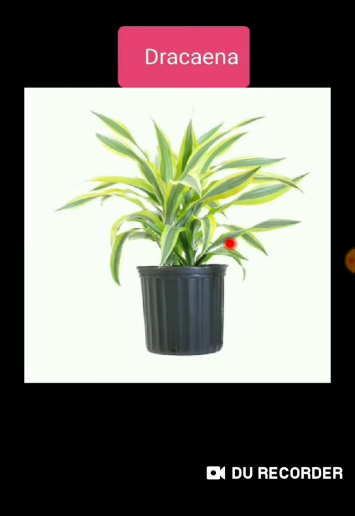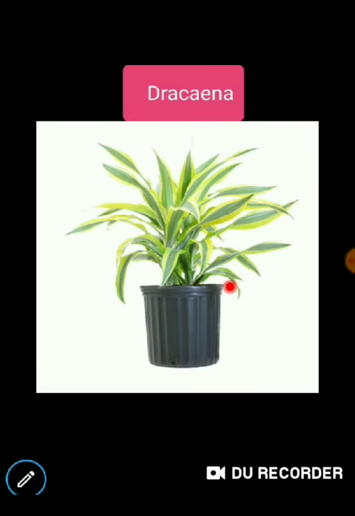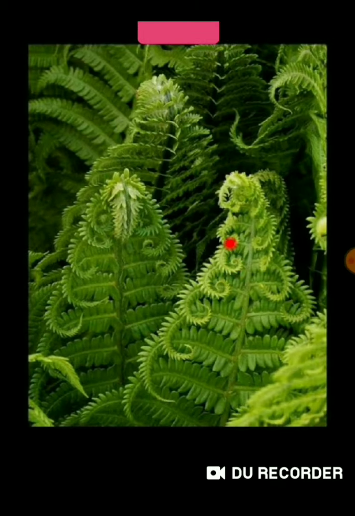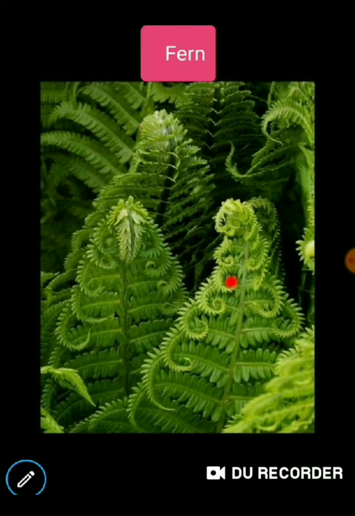Dracaena is an ornamental plant which is actually grown both indoors and outdoors. You must have seen these plants in several places. And for amphicribral, the example is fern. Okay, so you can see these ferns. Ferns are nothing but those plants which have a different pattern of leaves, and they do not have seeds or flowers. They reproduce through spores. So their leaves are of complex type.